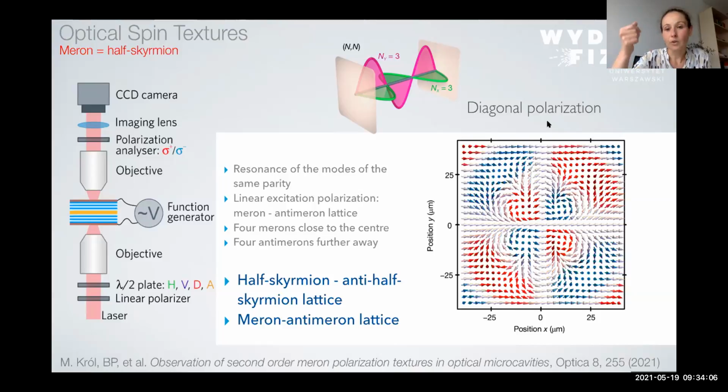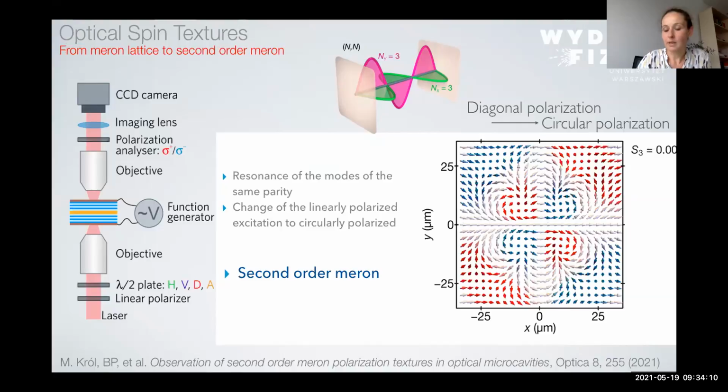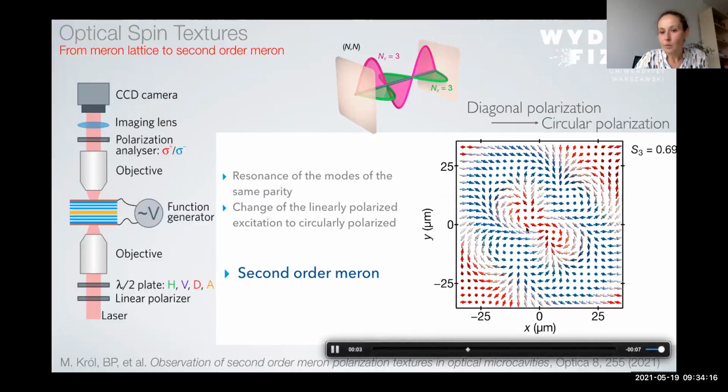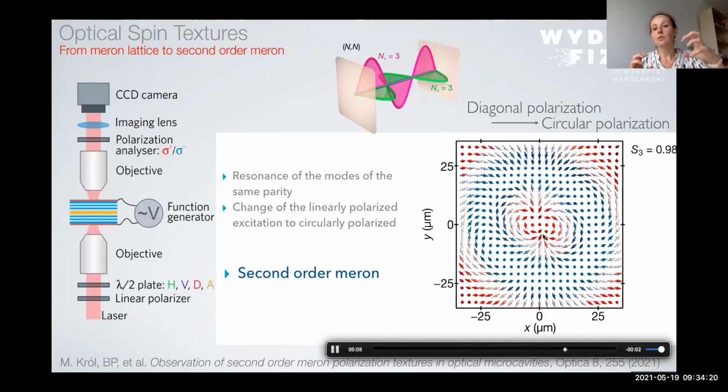But now if we rotate the polarization and go to the circular polarization basis, what we observe now, as I played in the movie when we smoothly change from the diagonal to circular polarization, is that the two half-skyrmions, the merons, merge, and actually they evolve into the second order meron with such a spin texture revealed in real space.